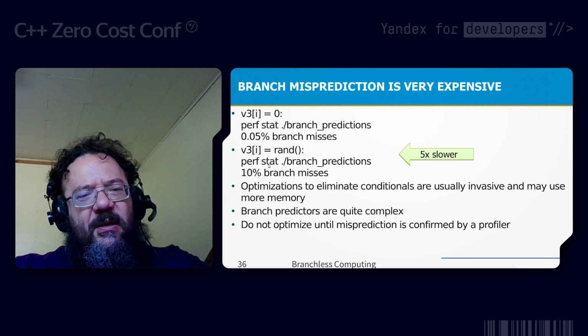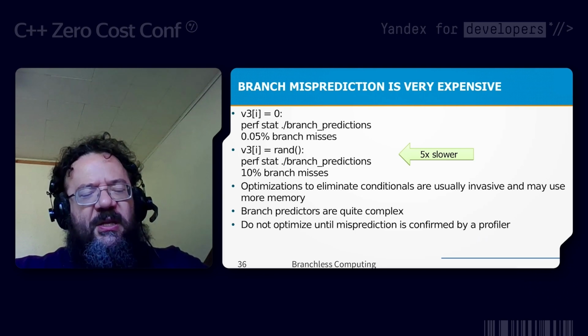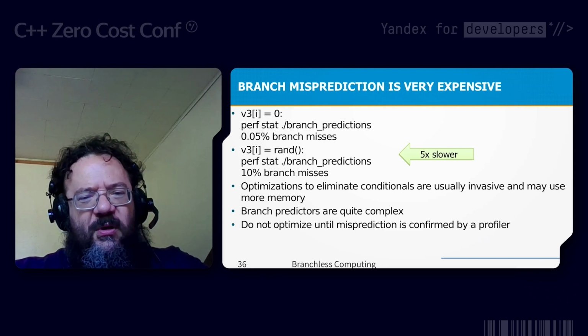And on the other hand, branch predictors themselves are actually pretty complex. They remember quite a lot of things. So it's not as simple as, okay, if it's always 0, it's predicted. If it's always 1, it's predicted. If it's not, it's not predicted. They are more smart than that.